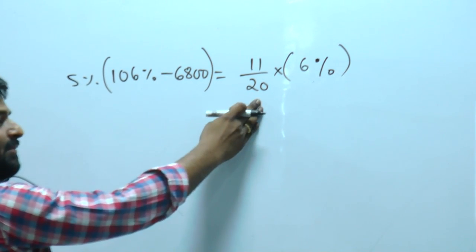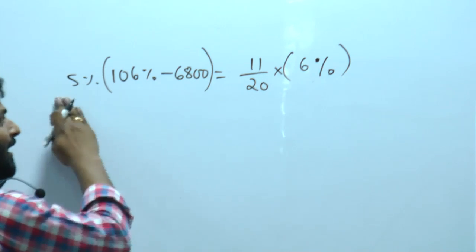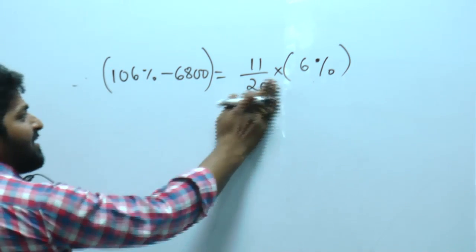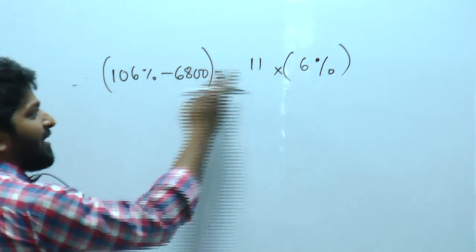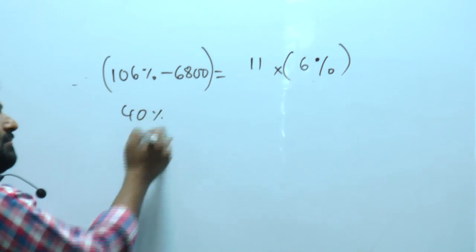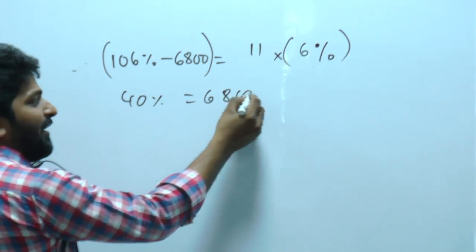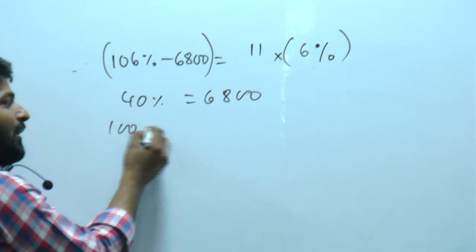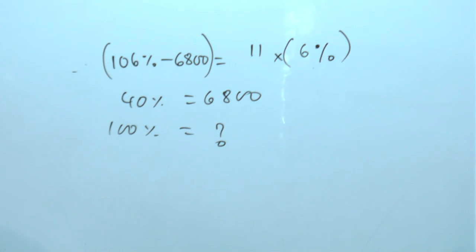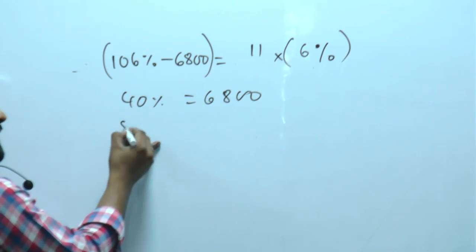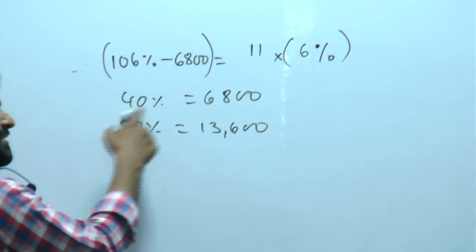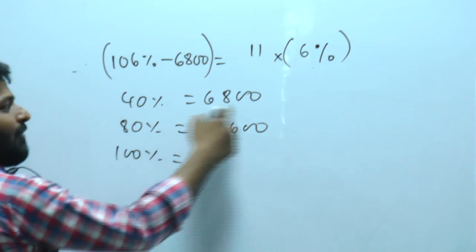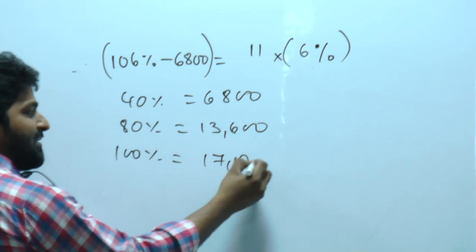5 into 20 is 100%, right? 100% in the sense that this number itself is your number. How much is it? 66. 106 minus 66, 40% is equal to 6,800. We asked about the initial value. 100% is equal to how much? If 40% is 6,800, then 80% is 13,600. You need to add 20%, in the sense half of this value. So 100% is equal to half of this, 3,400. Total 17,000.